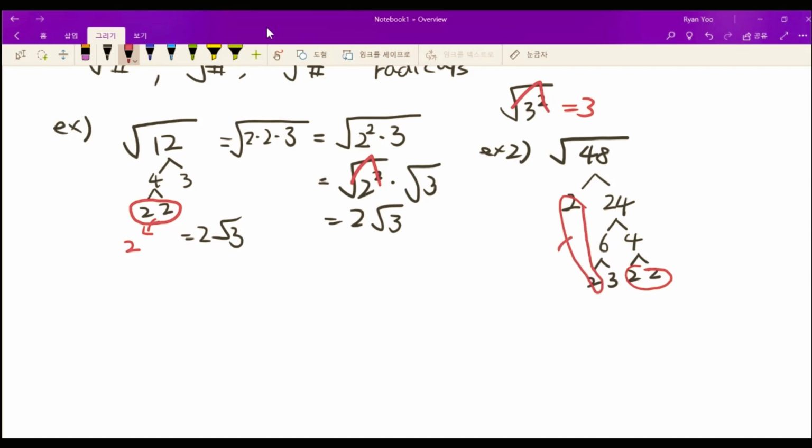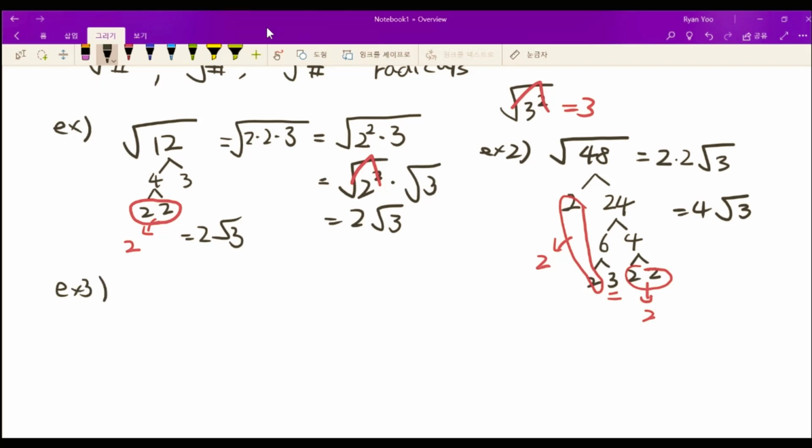From here, one of the two will come outside the radical. From here, another 2 will come outside the radical. And the 3 will stay inside. So 48 is actually 2, and there's another 2, and they multiply, and 3 stays inside. So it'll be 4 radical 3. Fairly simple.